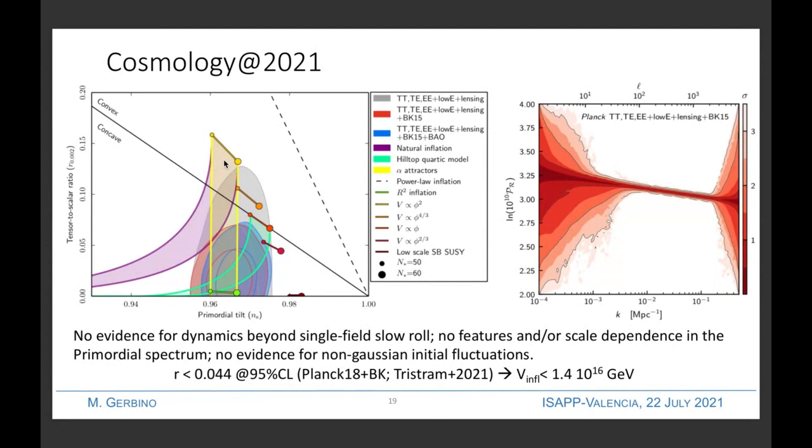The goal here would be to arrive at least to exclude or to measure R equal to 0.01, which is more or less a threshold for distinguishing between two main classes of inflationary models, the so-called large field and small field inflationary models. So the zero order goal for the next generation surveys is to arrive at least to this threshold with high sensitivity. We are not so far from this threshold if you consider that the current upper bound on the tensor to scalar ratio is R lower than 0.04 at 95% confidence level.